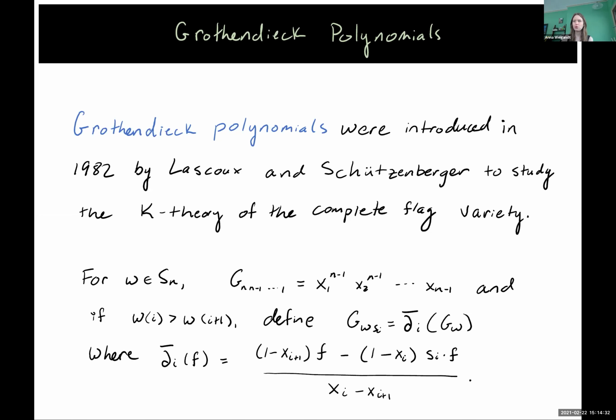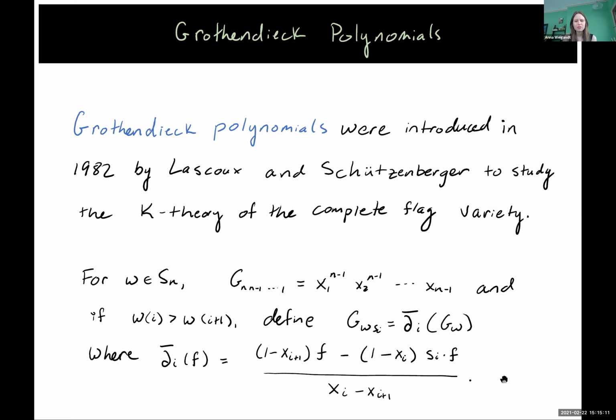Okay, so Grothendieck polynomials were introduced by Lascoux and Schützenberger to study the K-theory of the complete flag variety. They're indexed by permutations, and they have this recursive definition where you say that the Grothendieck polynomial for the longest permutation, which in one-line notation is n, n minus 1, all the way down to 1, is just a single monomial of this form. And you get the rest by applying this sort of operator, a kind of divided difference operator.